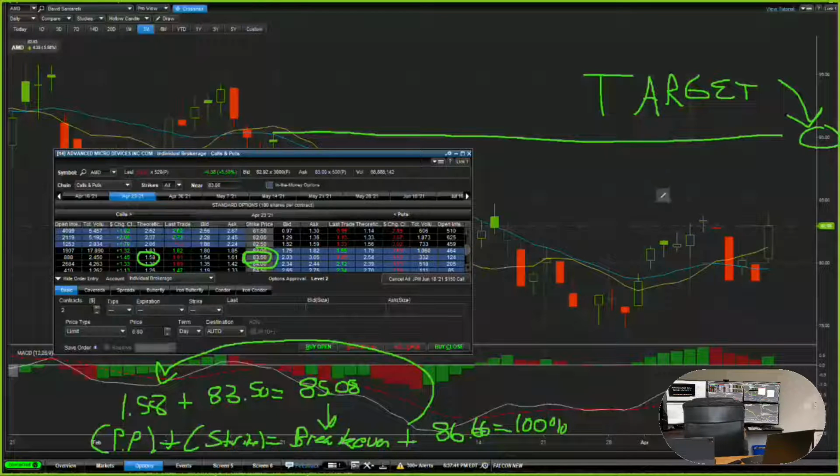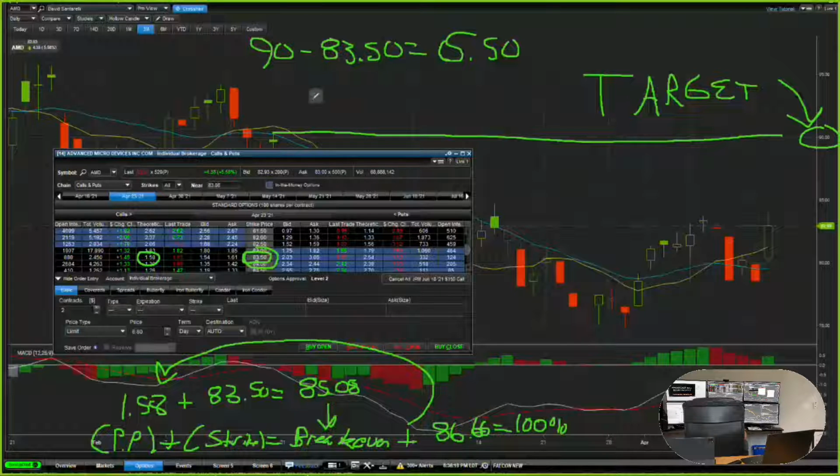So an easy way to find out what that option is going to be worth at expiration if it hits your target is by going by your target or where the stock's at. So 90 minus 83.50 equals, you guys know, 5.50, right? Or I'm sorry, 6.50. I've had a long day. 6.50. So 90 minus 83.50 is 6.50.